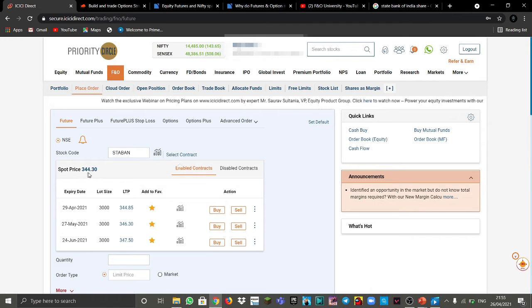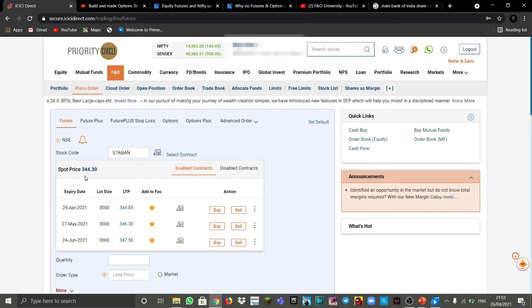And the spot price is 344.30. So if you see, the future price, even for the current month, is trading at a premium of the spot price. What do we mean by premium? It means that it is trading at a higher price than the spot price. That means that State Bank of India shares will possibly go up. Obviously you have to look at lots of other indicators as well.